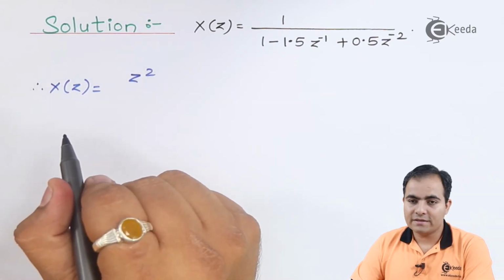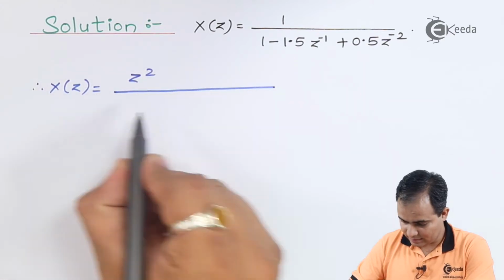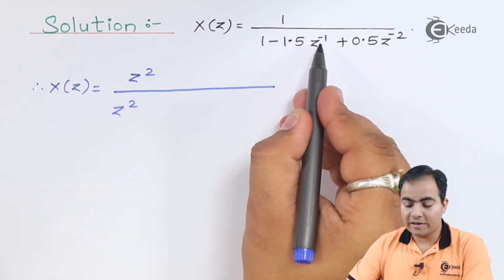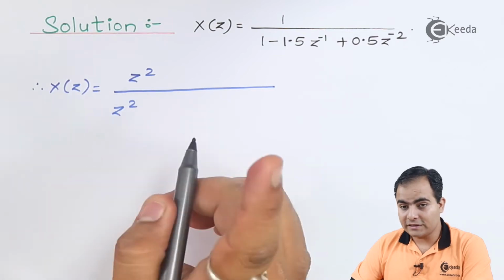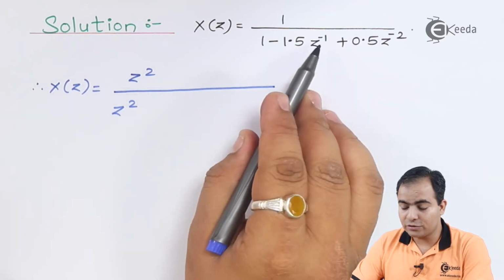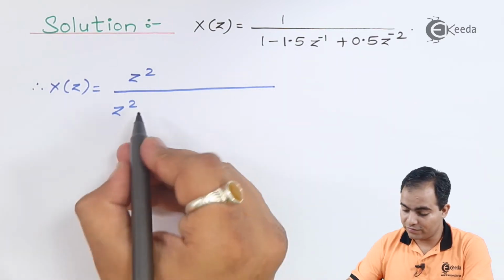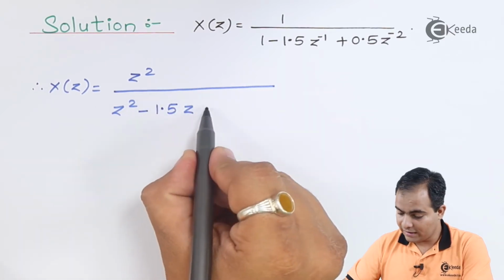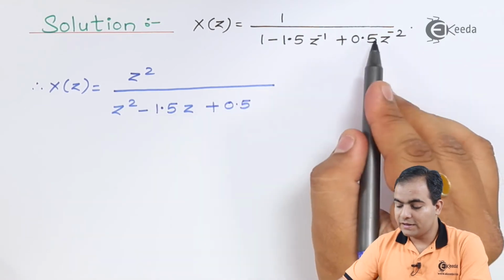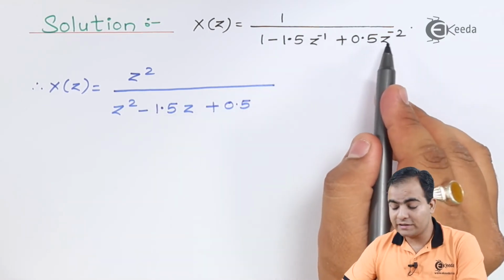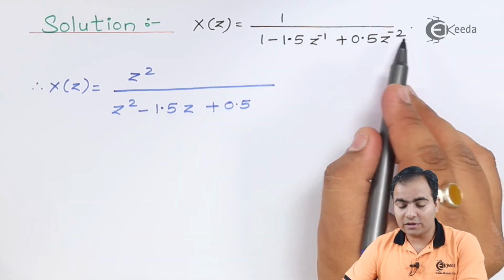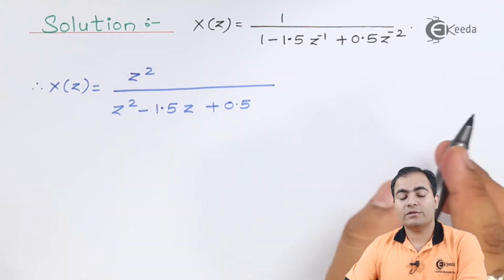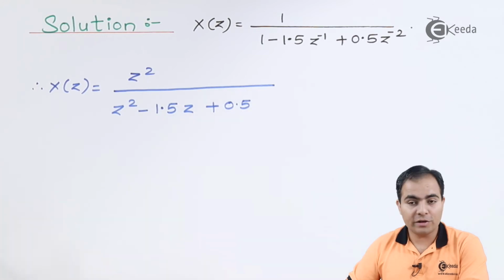Z square into 1 is z square. Here also the same. Now z square into z to the power minus 1: if the bases are same, then the powers always get added. So 2 minus 1, the answer is 1. So we have only z. And at the end, z to the power minus 2 multiplied with z square: the bases are same, so the powers get added. So minus 2 plus 2 becomes 0, and anything raised to 0 is always 1. So we have only 0.5.